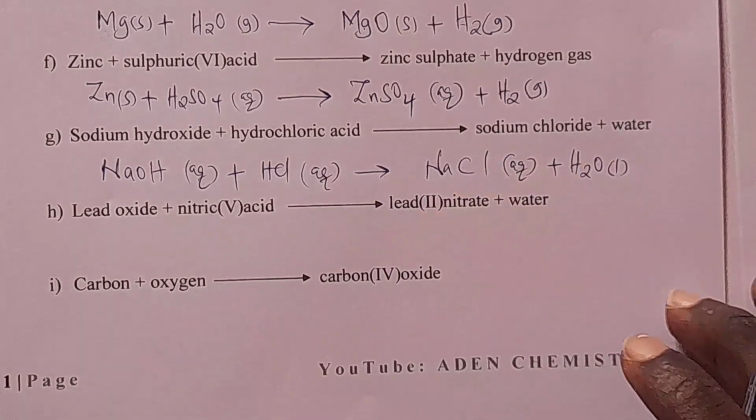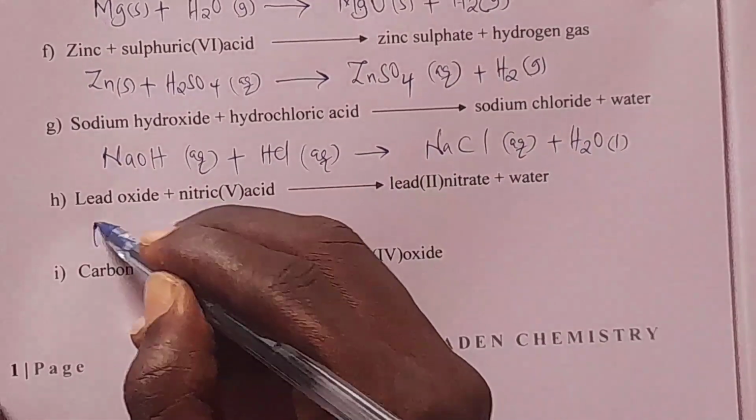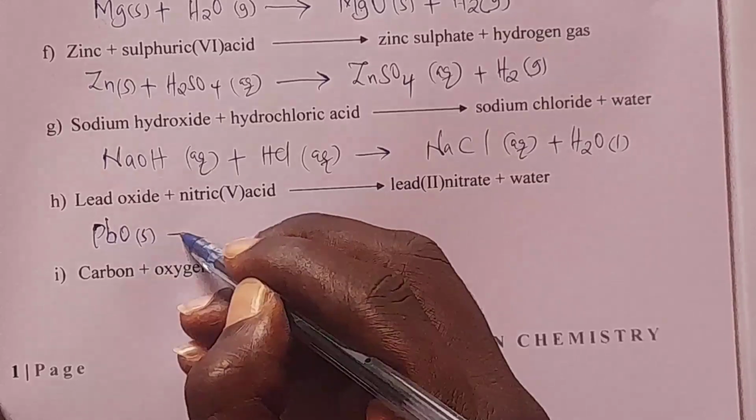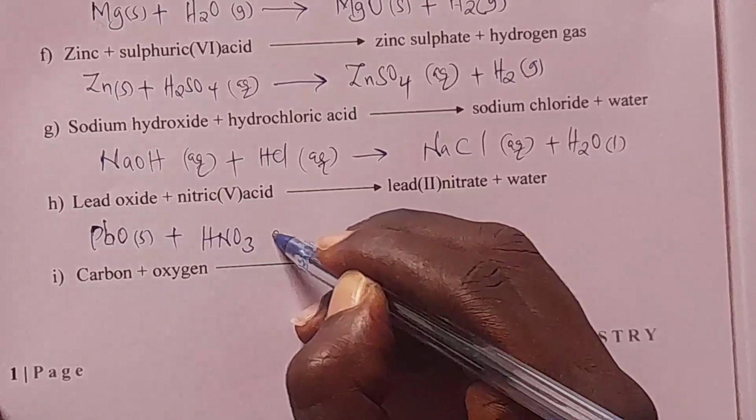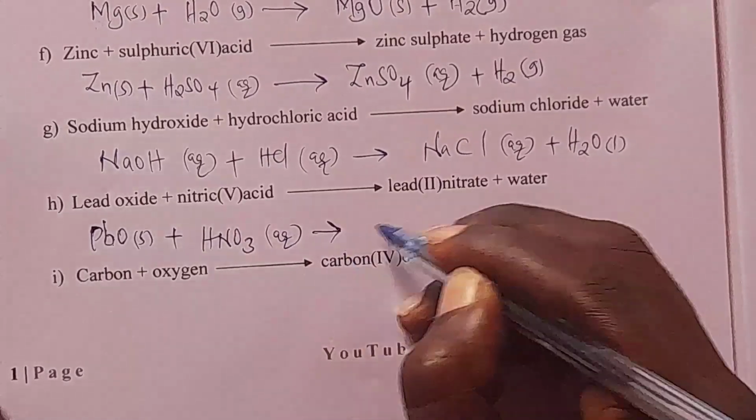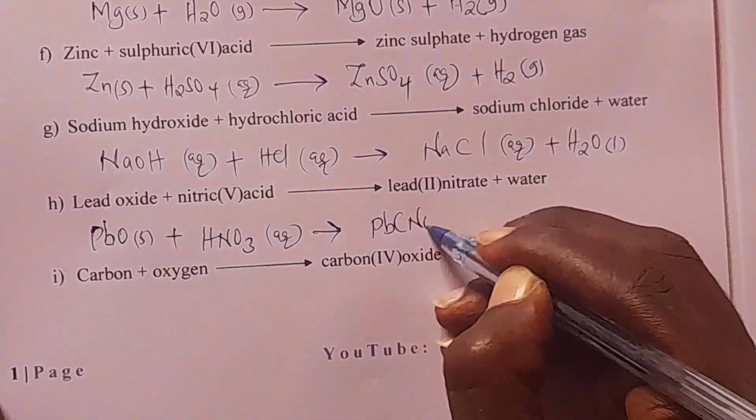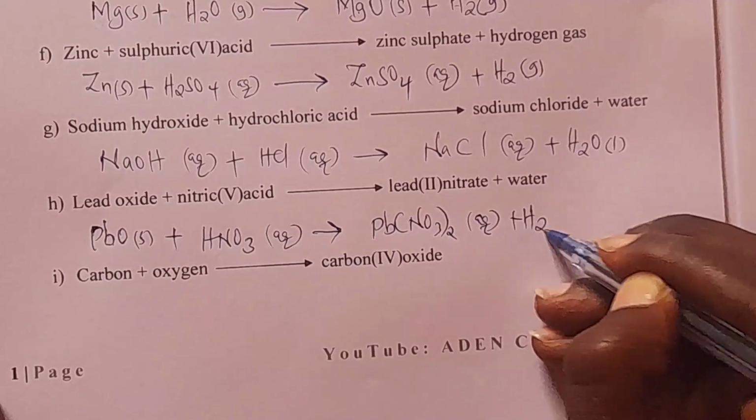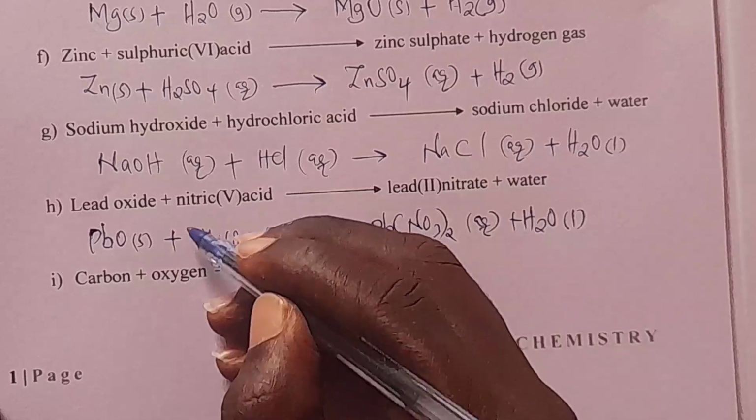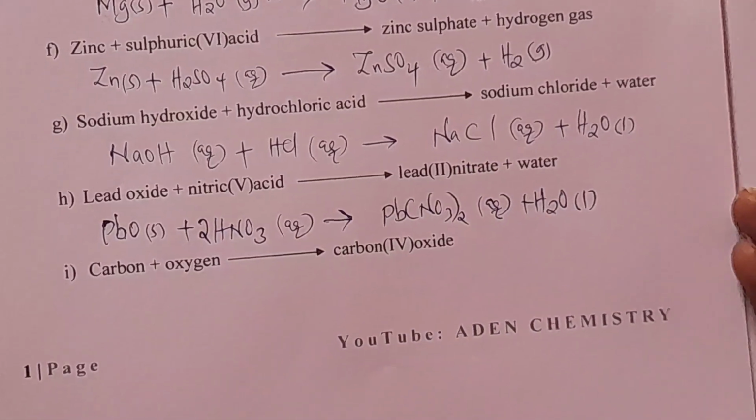Next, we are going to have lead oxide. That's lead 2 oxide, PbO, solid, plus we are having nitric 5 acid. So it's written like this, nitric 5 acid, aqueous. So we are going to get here lead 2 nitrate. It is written like this, aqueous. Then we are going to get water. Water is liquid. So to balance it, we are going to put a number there. It's now balanced like that.